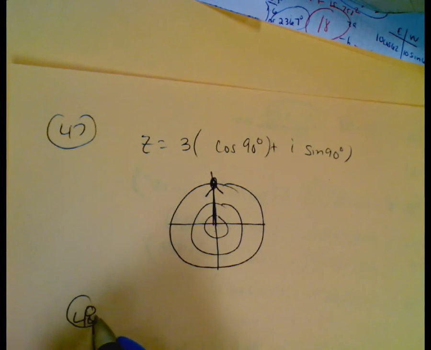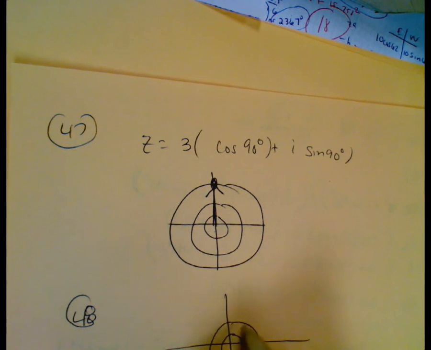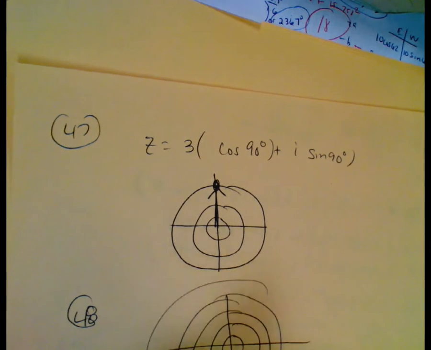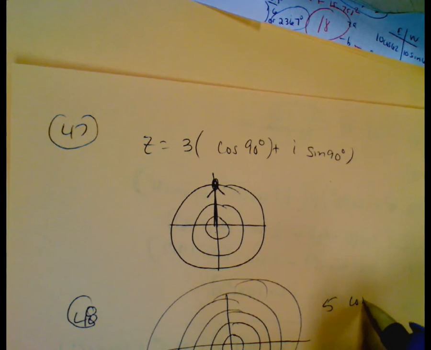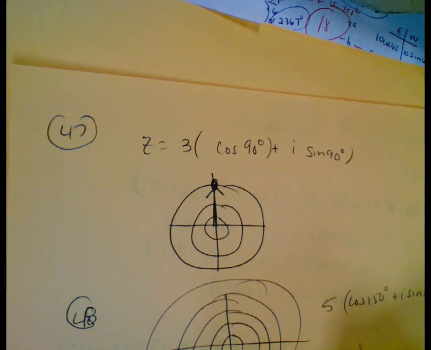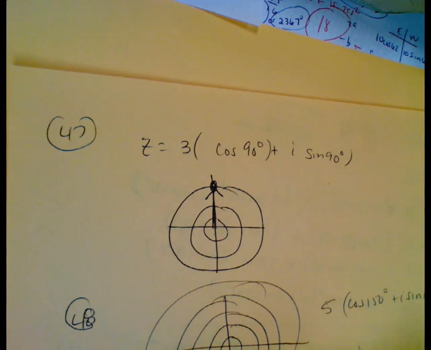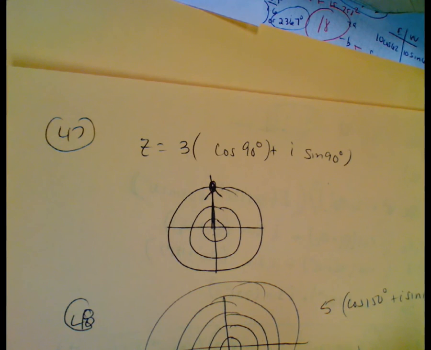48. We're going to use something with 5 rings because it's got a 5 out front. This one's 5 cosine of 150 plus i sine of 150. So 150 is about right, like right here, so it's in the 30 range. So that's where it appears. It's negative, right? 150 is like right here, so you've got to go 5 rings. 2, 3, 4, 5.